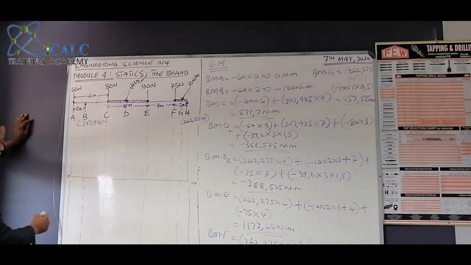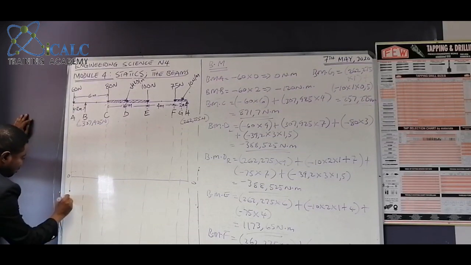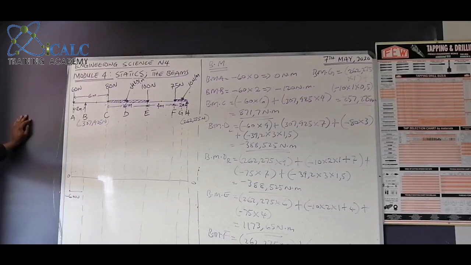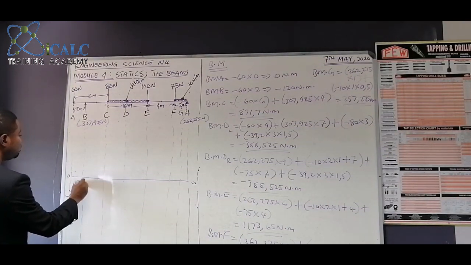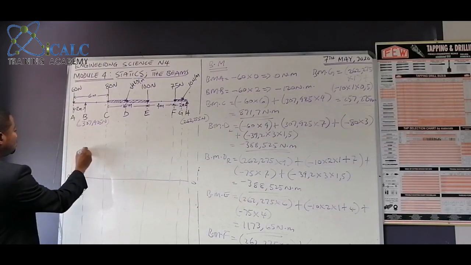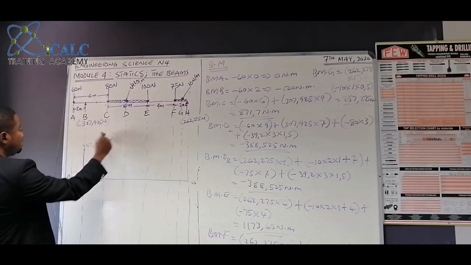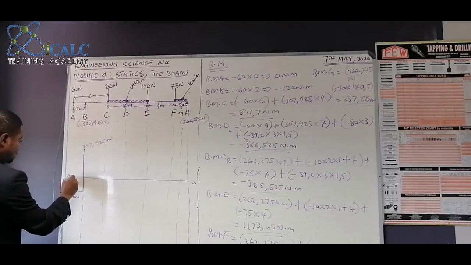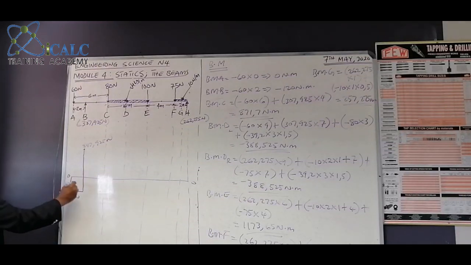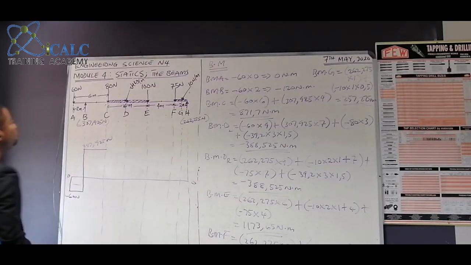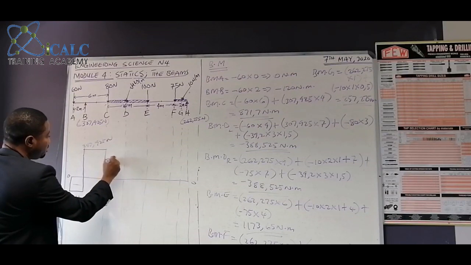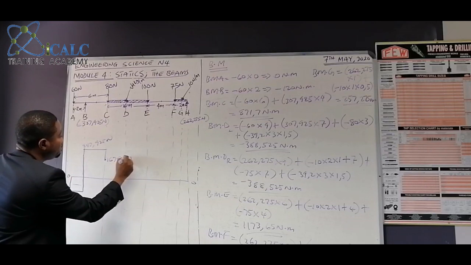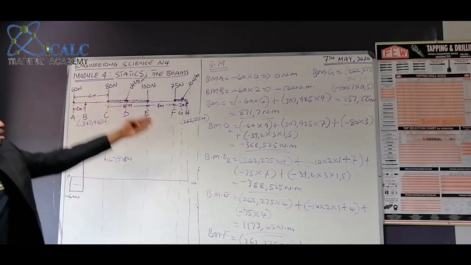So we have 60 pushing down, minus 60 Newton. So minus 60 plus 307.925 will give us 247.925. So we push up 247.925 Newton. Okay. All right. This will be negative. And then we move again. 247.925 minus 80 will give us 167.925 Newton. Okay, and then we have our UDL.